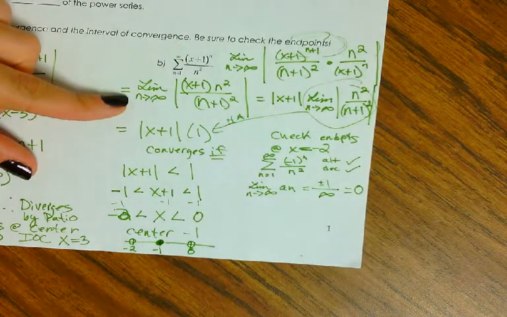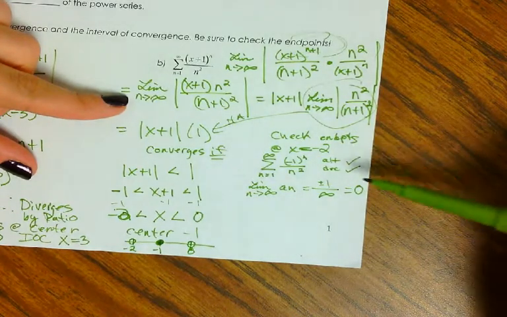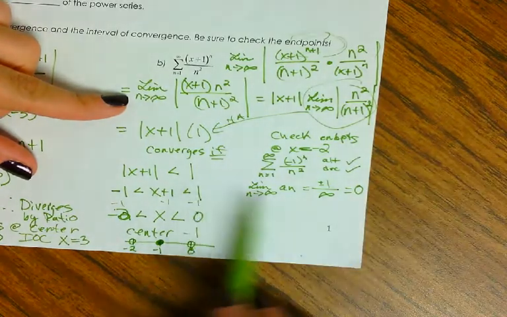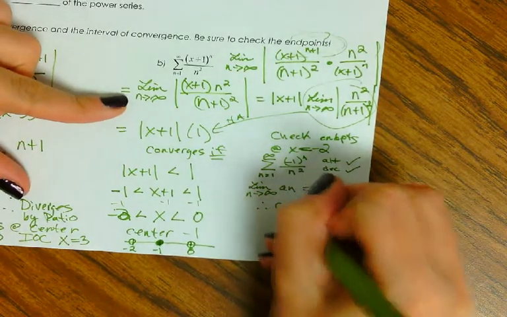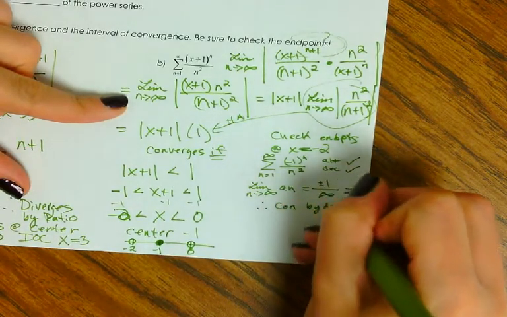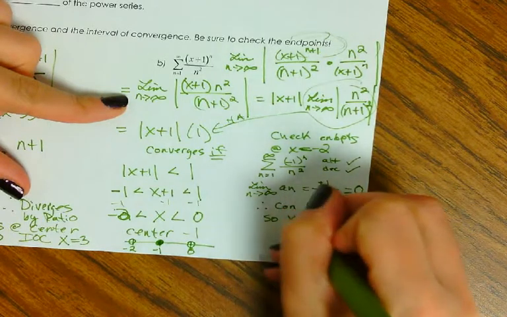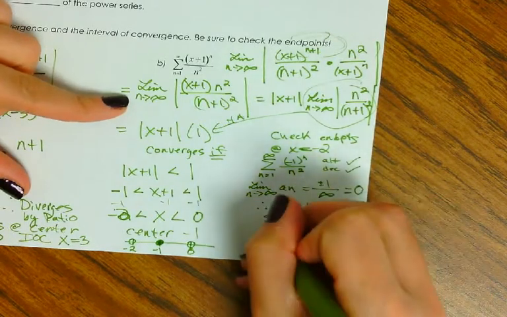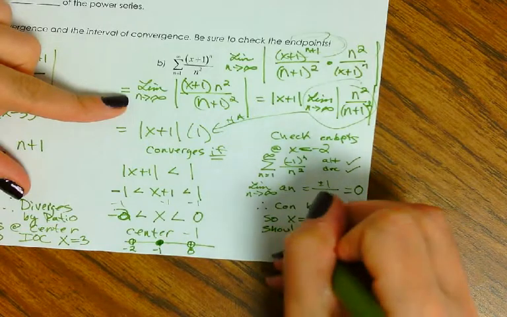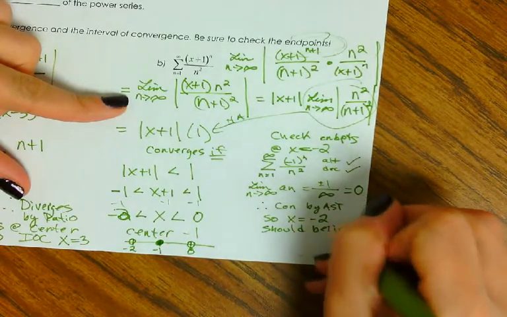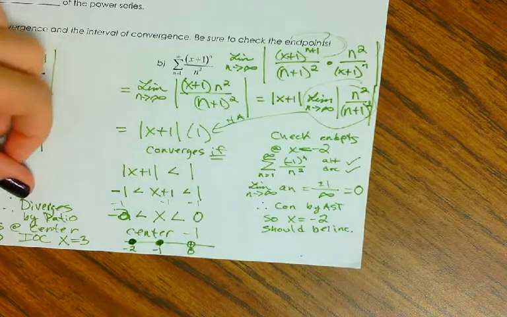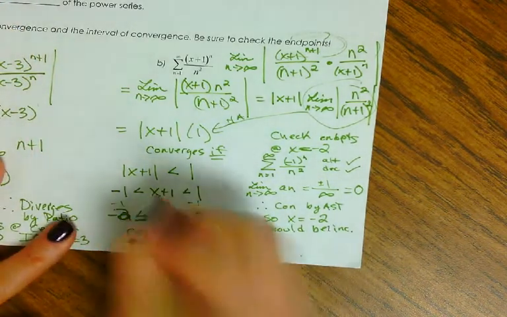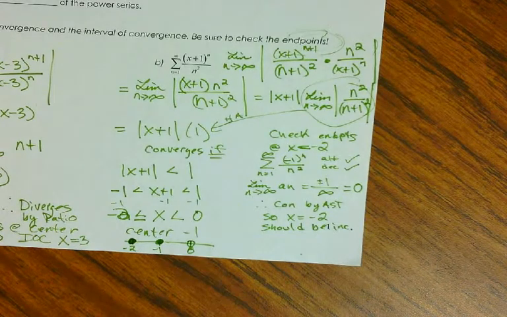Now you need to recall your alternating series test conditions for convergence. It says that if you're alternating, decreasing in magnitude, and the limit as n approaches infinity is 0, then it converges. So therefore, it converges by AST. So x equals negative 2 should be included. Meaning I'm going to go back here and darken that in, and that means I can go ahead and make that there.